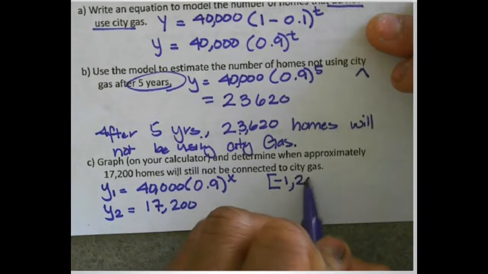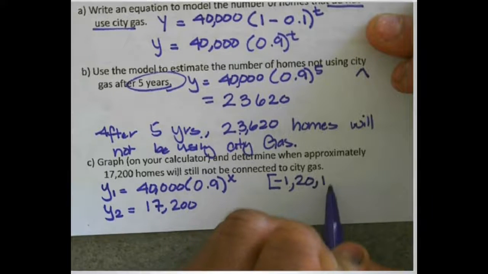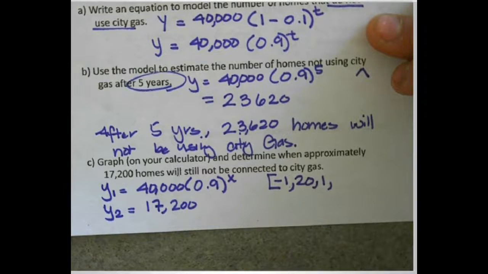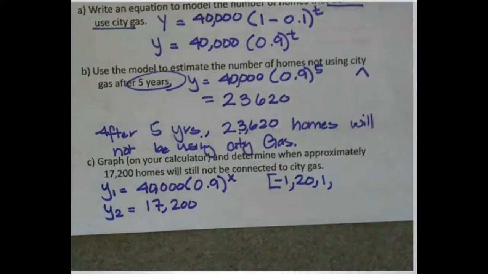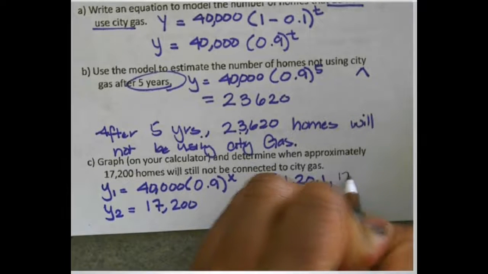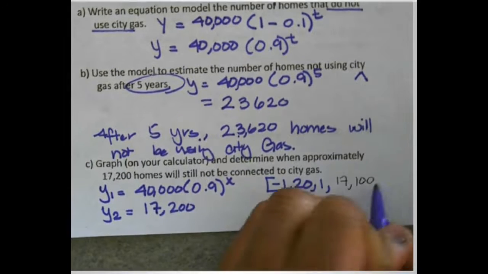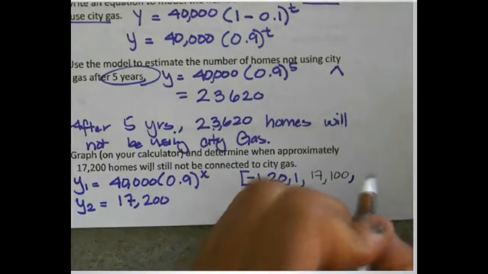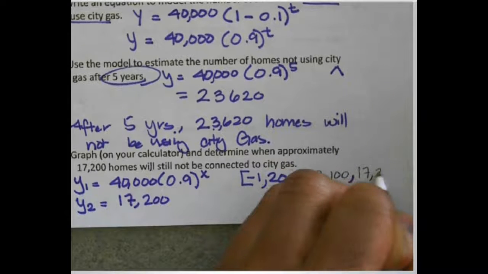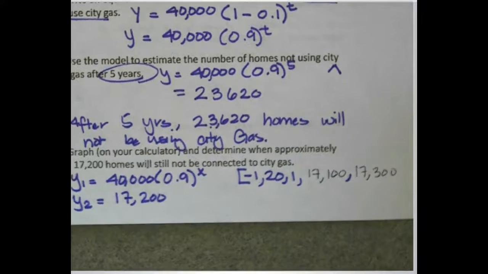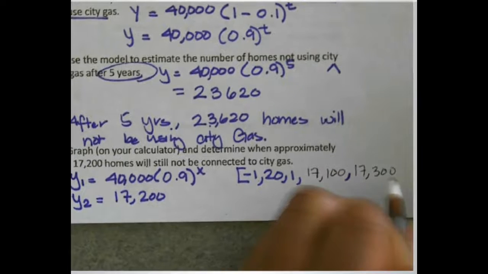I'm going to go for 20 years. And I'll go by 1s. Probably I could go by 2s as well. That's reasonable as well. Now I really only care what's happening at 17,200. So for my range, from my Y minimum, I'm going to go 17,100, and then my Y maximum is going to be 17,300, because it's right in between there.